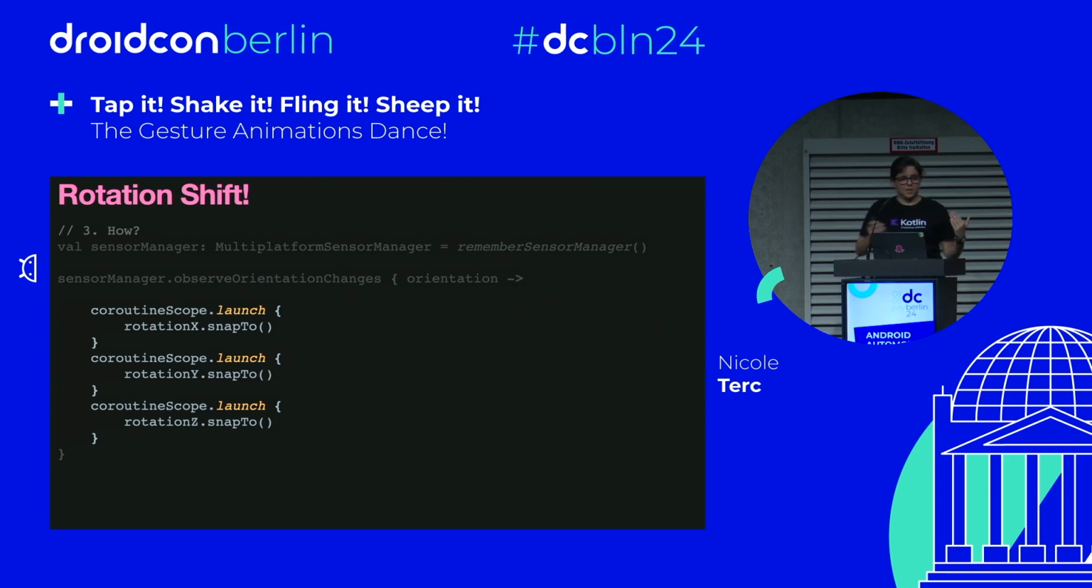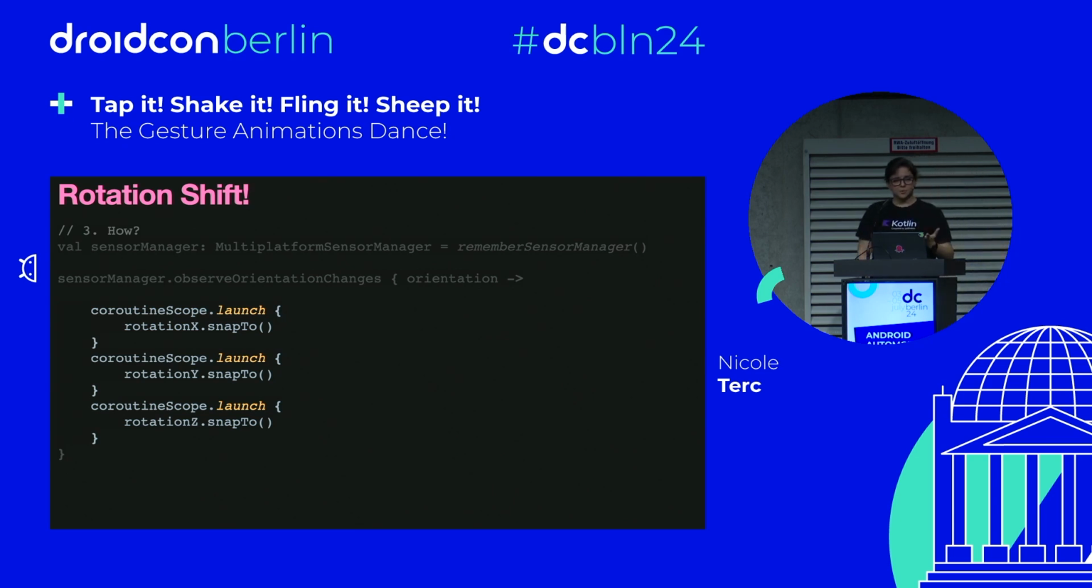Important thing here, as you may have noticed, is I'm calling each of the axes in a separate coroutine. And that is because I want all of these axis animations to happen independently. If I call them all together, I'm going to end up with an animation that is going to be really clunky because it's going to try to animate first X, then Y, then Z, instead of doing them all together.